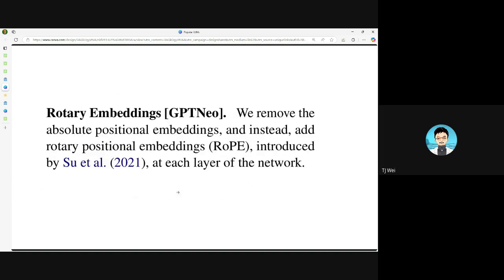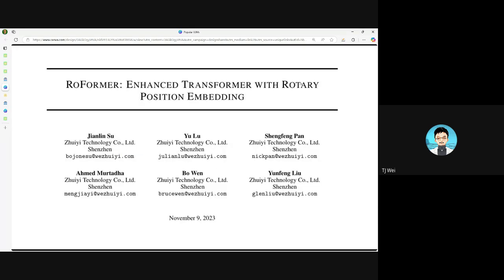And another thing is they change the position encoding by using rotary embeddings, which you can see in the shorthand. It's called RoPE, RoPE. It was introduced in 2021 by Su. This one is also the most popular encoding method. Unlike the original encoding, this is RoFormer, the paper that proposed the RoPE.